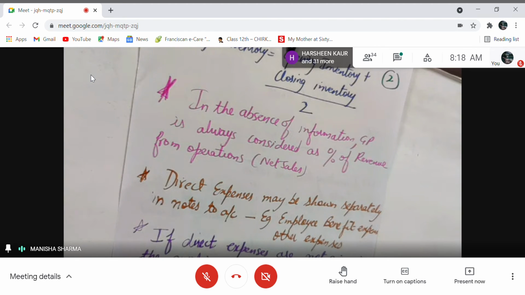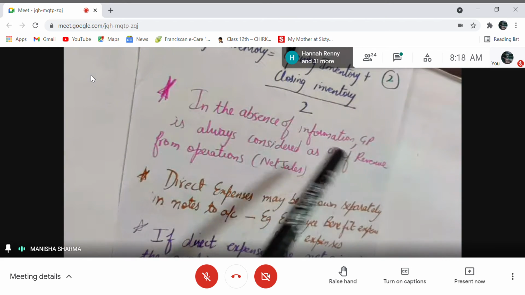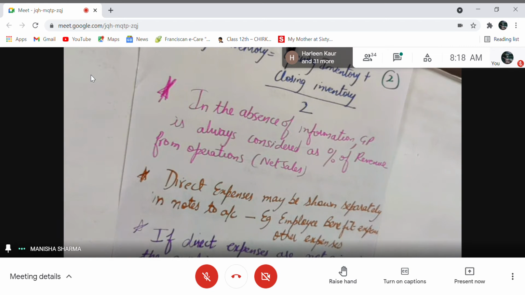If GP of 10%, 12% is given in the question, then you have to give first preference to net sales or revenue from operations in order to calculate GP. If the value of GP is not given and only some percentage is given, you will come to know what I mean by percentage is given. You have to find GP with respect to some other item. We will come to know when we do the illustrations.